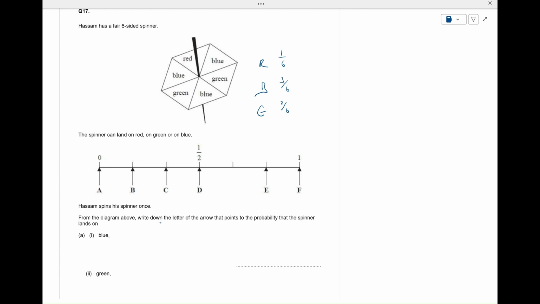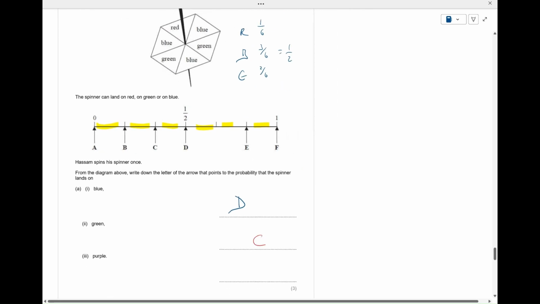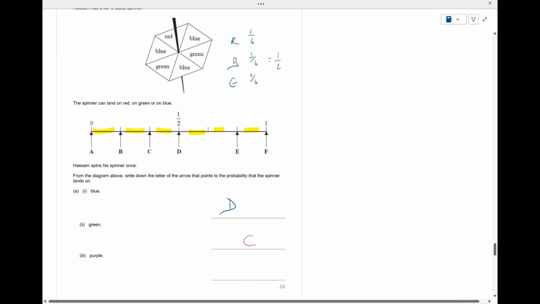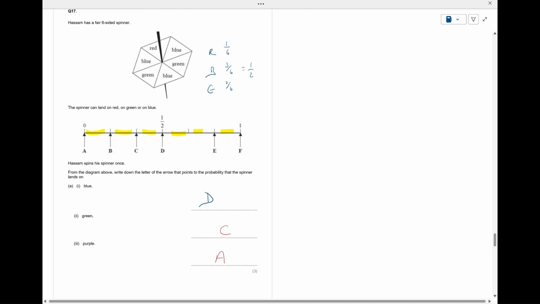From the diagram above, write down the letter of the arrow that points to the probability the spinner lands on blue. Well, blue's a half, so that must be D. Green is 2/6. Do you see how they've cut the line into sixths? So 2/6 will be at C. Purple, isn't purple impossible? So that's the probability of 0. So that must be letter A, pointing at 0, isn't it?